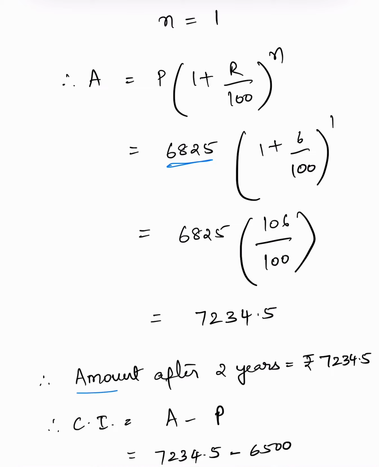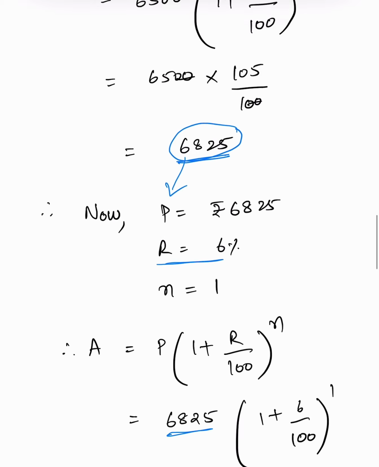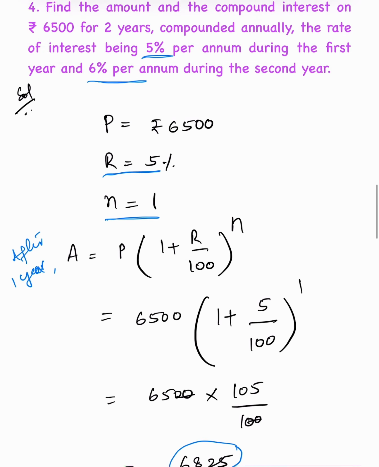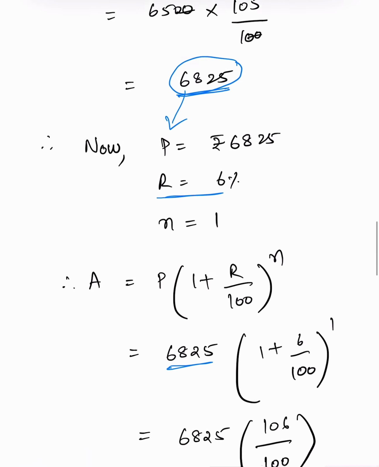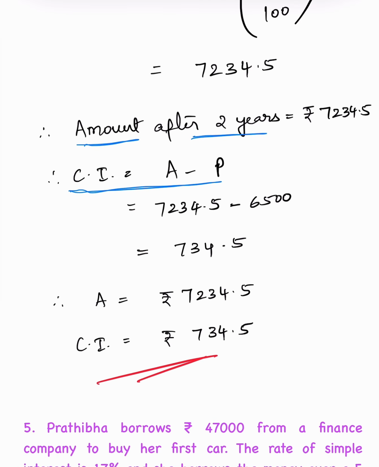So, the amount after 2 years will be 7234.5 and the compound interest will be amount minus principal. The principal is what was taken before 2 years, that is 6,500. So, 7234.5 minus 6500, which is equal to 734.5 rupees.